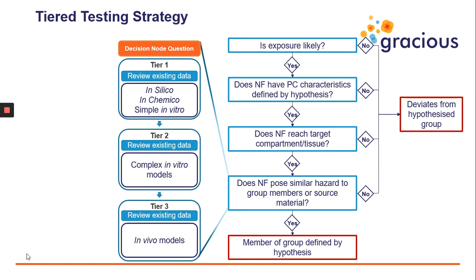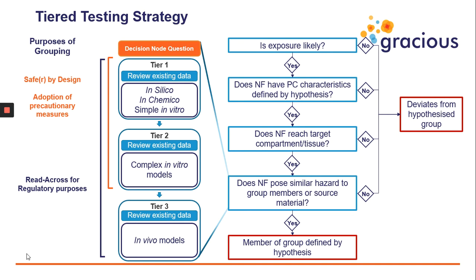The information required at each decision node can be gathered at different tiers of testing, from simple acellular characterization and in vitro screening assays to more complex in vitro models and finally in vivo. A tiered approach from simple to complex testing can be used to support a grouping decision with increasing levels of confidence. The choice of tier at which you exit the IATA reflects the initial purpose for grouping and the associated level of uncertainty considered acceptable for those needs.